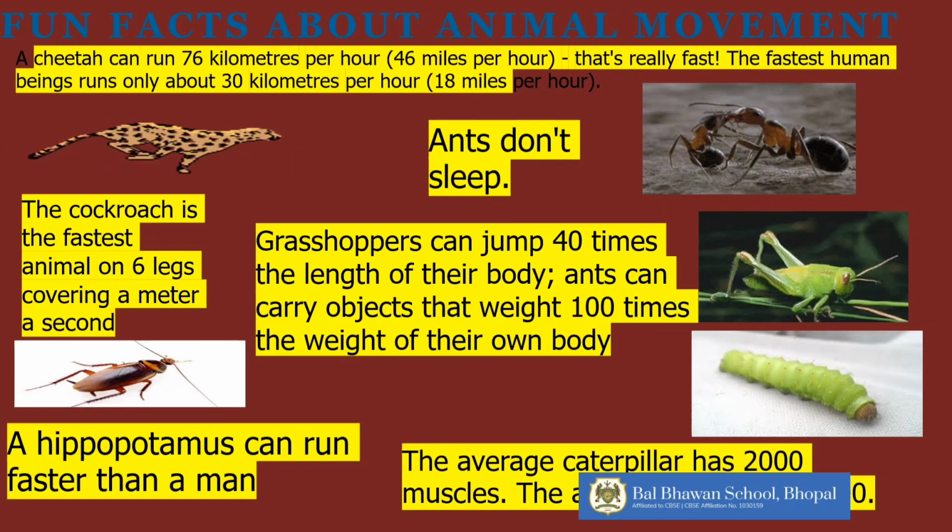And when we talk about these green, simple worm-like structures called caterpillars, they have 2000 muscles. Do you know how many muscles an average human being has? An average human being has only 700 muscles, whereas a caterpillar has 2000 muscles. So children, I hope you have enjoyed these fun facts about animal movement, and I hope movement in animals is clear to you.